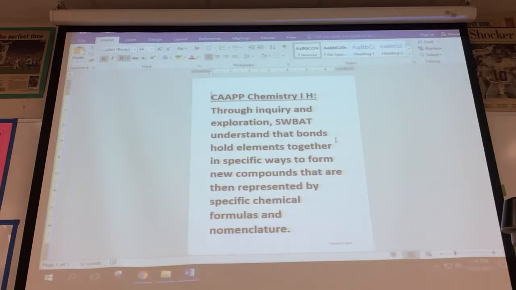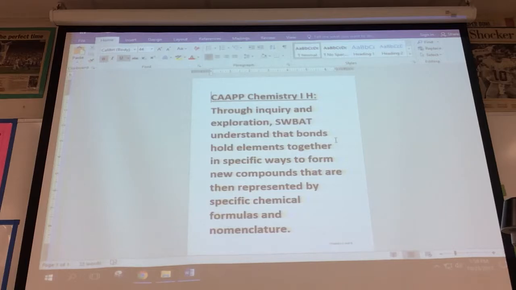Your learning goal is for both chapter 5, which is on ionic compounds, and chapter 6, which is on covalent compounds. You've had some background in this in middle school, but we're going to take it to a new level. Through inquiry and exploration, students will be able to understand that bonds hold elements together in specific ways. We're going to explore both ionic and covalent bonds to form new compounds that are represented by specific chemical formulas and nomenclature. You're going to learn how to write chemical formulas. For example, magnesium chloride is MgCl2.